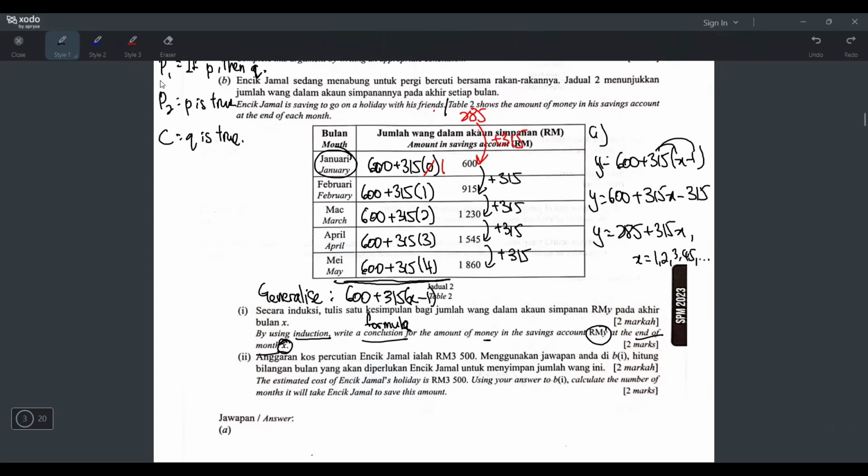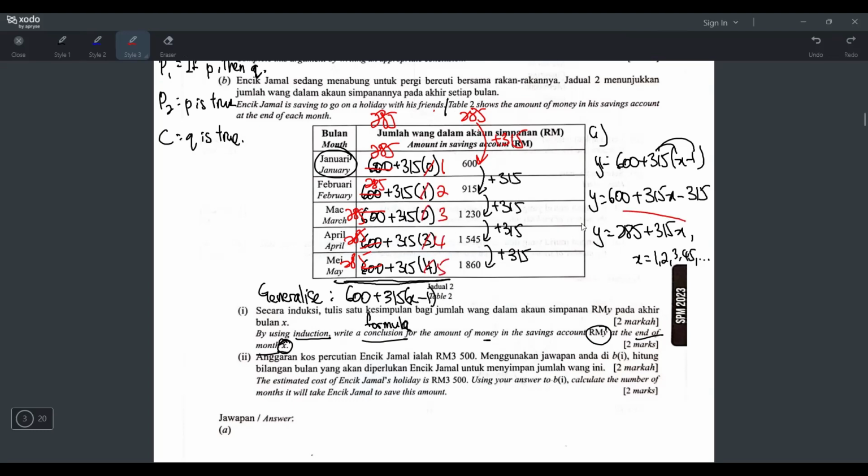Okay, so in other words, if I explain using another way, it's like this. So the 285 is for the 0 month, right? So this is 285. And then the next one is actually 285 plus 315 times 1. Basically, all these change to 285, because 285 is for the 0 month, right? And then for the 600, it is 285 plus 315 times 1. This one times 2, times 3, times 4, times 5.